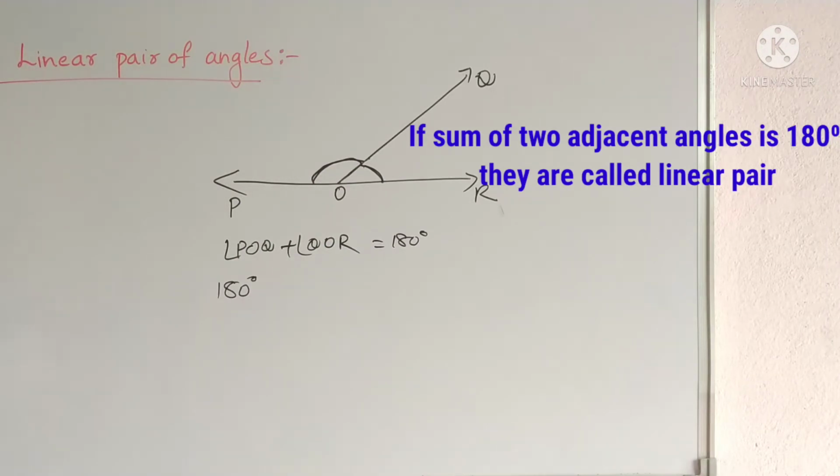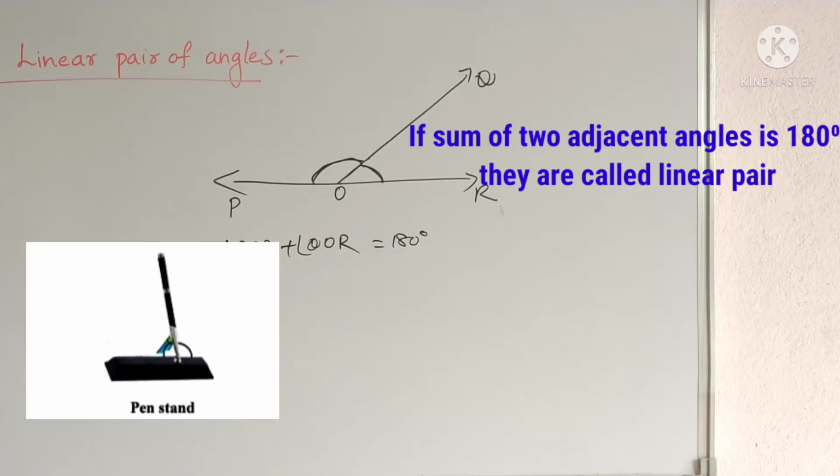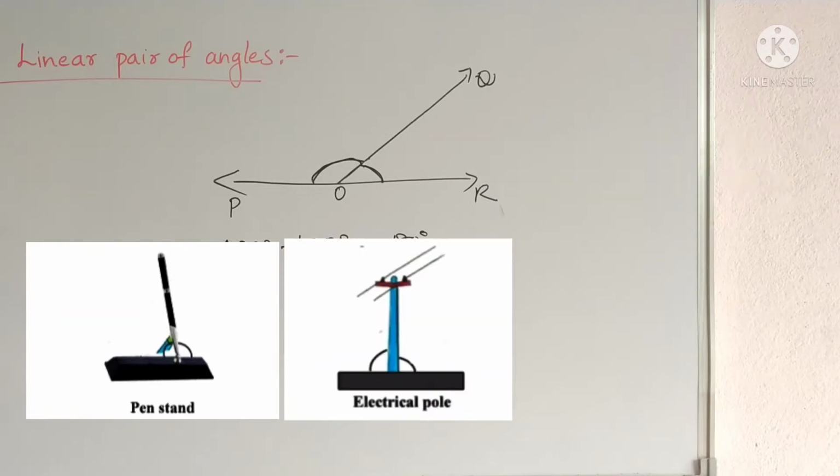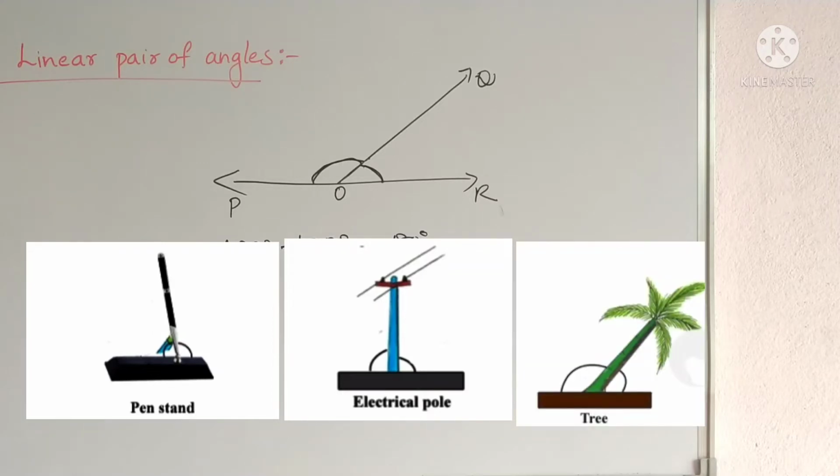And in the pictures you are observing now, in the pen stand also the two adjacent angles are forming a line, and in the electric pole and in a tree also you can see the pair of linear angles. So simply in one word, if the sum of two angles is 180, or otherwise if two angles form a straight line, they are called linear pair.